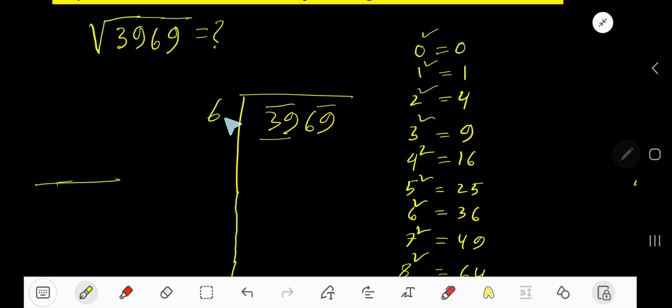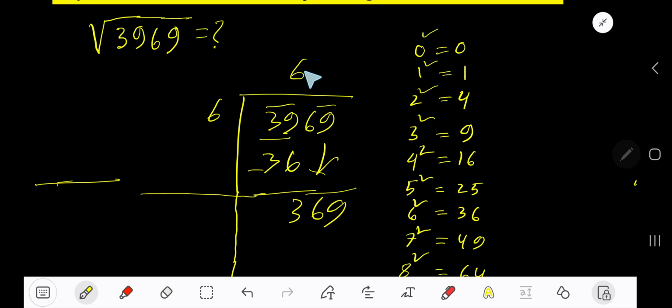Since you have taken 6 on the divisor side, the same digit will come to the quotient side, that is here. 6 times 6, 36. If you subtract, you get 3. Bring down the next pair.